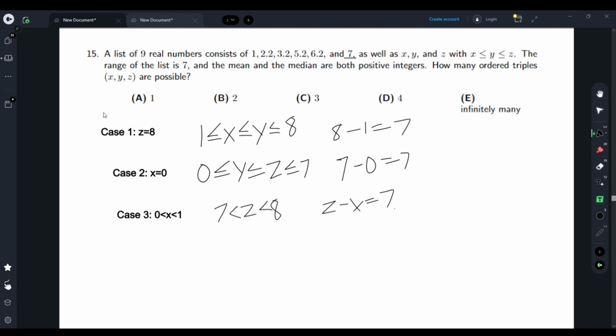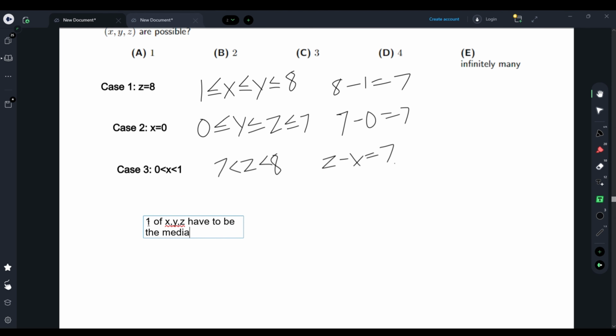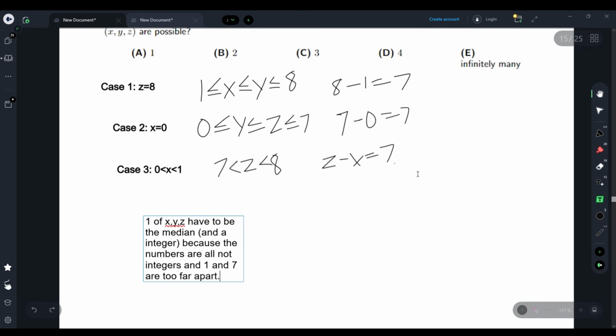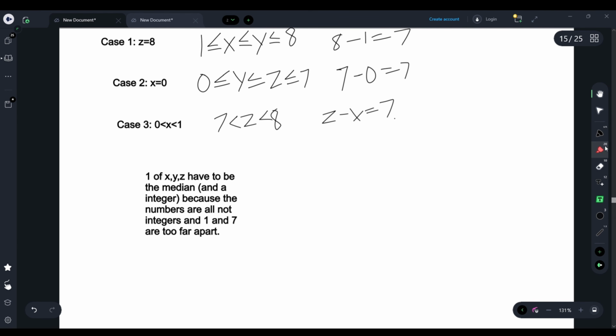And now keep in mind, one of x, y, and z has to be the median, because the numbers are all not integers and 1 and 7 are too far apart. So pretty much x, y, or z has to be the median because 1 and 7 are way too far to be the median, and the median is a positive integer. Okay, moving on with case 1.